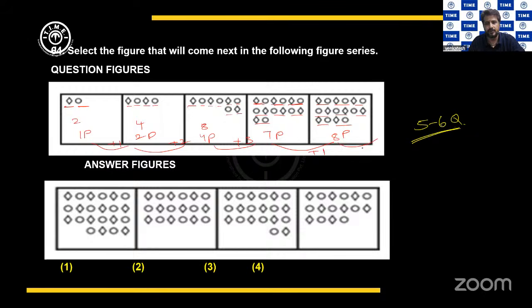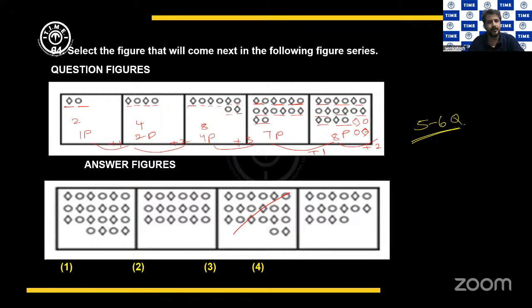So next should be what? A plus 2 pairs. Plus 2 pairs means one square, rhombus and circle, one rhombus and circle. Which option is matching with that? Yeah, this one. Choice 3 is your answer. Right. Let's see the next question.